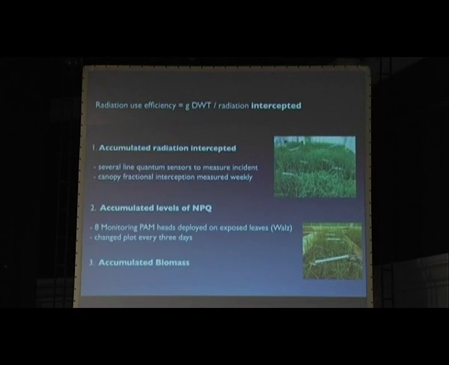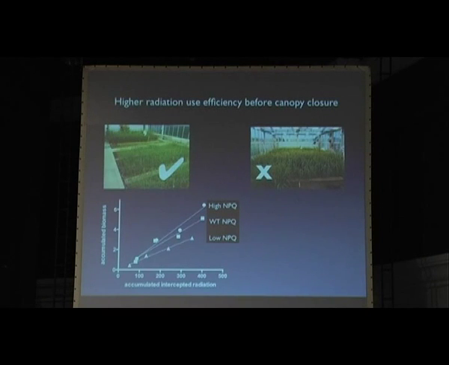Very briefly, we measured radiation use efficiency. This is what we do at the agronomy level. We measure the amount of radiation intercepted using line sensors, and we also measured the amount of NPQ using monitoring fluorometers that we deploy continuously during growth, and then we measure biomass. As I said, I'm slightly restricted in what I can say, but what I can say is that we do see a higher radiation use efficiency before canopy closure, but not after.